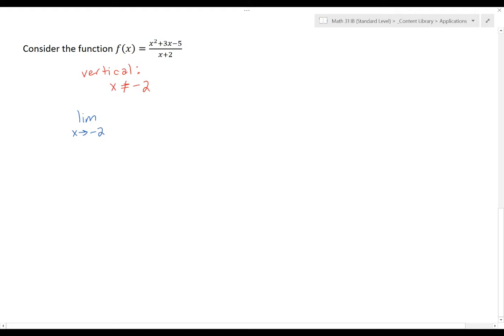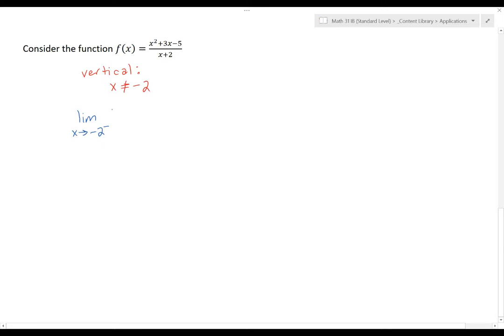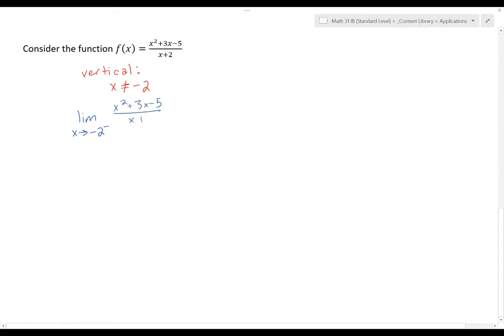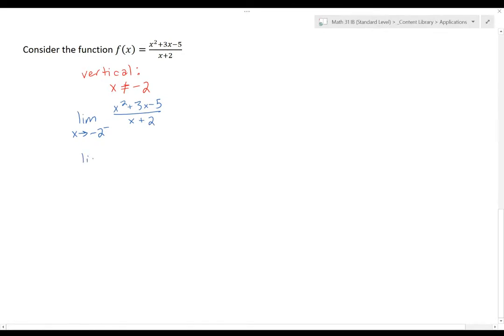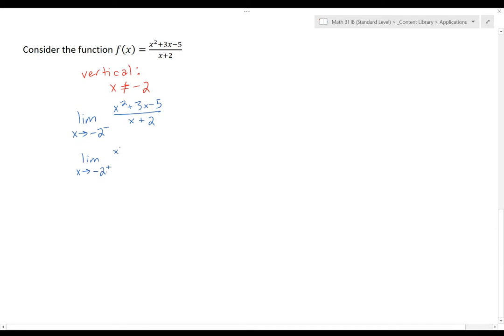Now in this case, I'm going to look at the numerator and see, is it going to be factorable? In other words, is x plus 2 a factor of x squared plus 3x minus 5? It is not. So I need to consider the one-sided limits here. So the limit as x approaches negative 2 from the left of x squared plus 3x minus 5 over x plus 2, and the limit as x approaches negative 2 from the right of x squared plus 3x minus 5 over x plus 2.